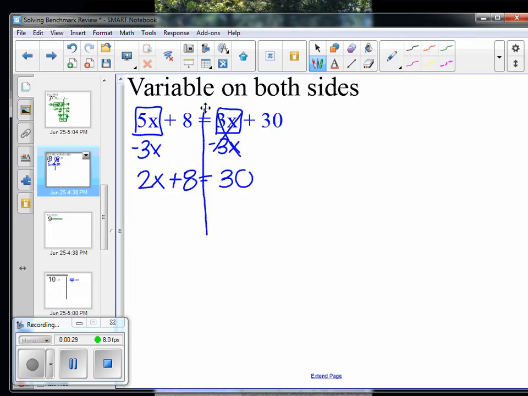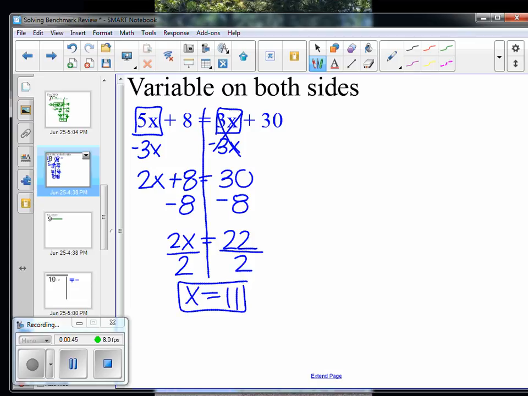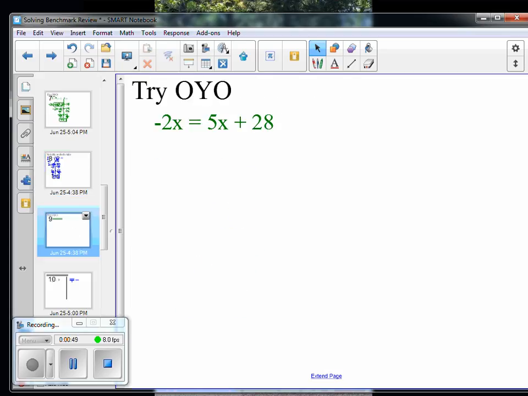Copy what's left. And now it's a simple two-step, so I subtract 8. Okay, 30 minus 8 is 22. And then this is connected by multiply, so the opposite is to divide again. Your final answer on this one is x equals 11. All right, so go ahead and try this one on your own.